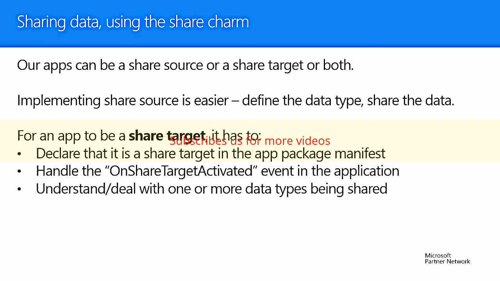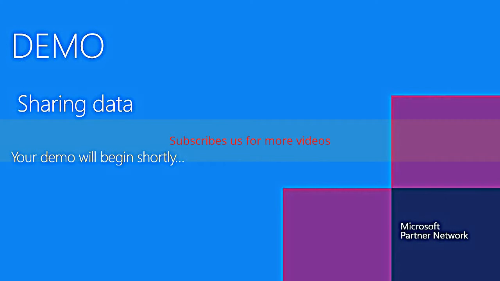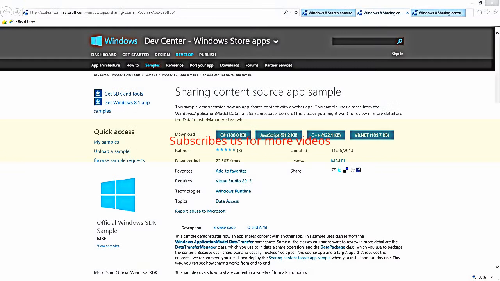And this is fairly simple to do. For an application to be a share target, it has to meet a few criteria. One, it has to declare that it is a share target in the application's package manifest. It then has to handle the OnShareTargetActivated event in the application. It also has to understand or deal with one or more of the data types that it expects to be shared. So let's have a look at a quick demo on sharing data.